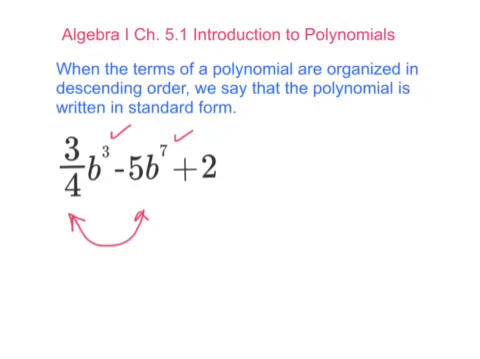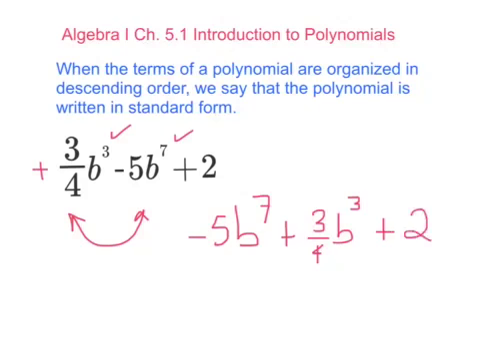For example, here the first one should be negative 5b to the 7th. This is the highest exponent first. Then the next one will be what? 3/4 b cubed. But it is positive. You don't see it there, but you know it's positive. So it's 3/4 b to the 3rd power, and the constant, it's okay where it is. So as you can see here, this polynomial is now written in standard form.